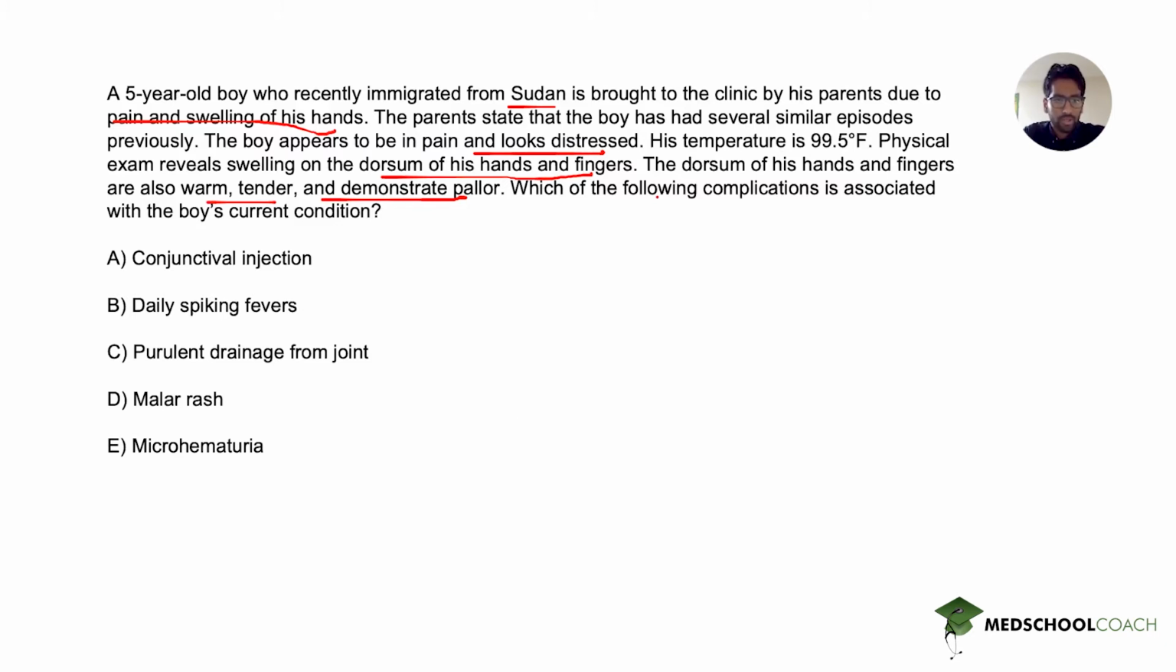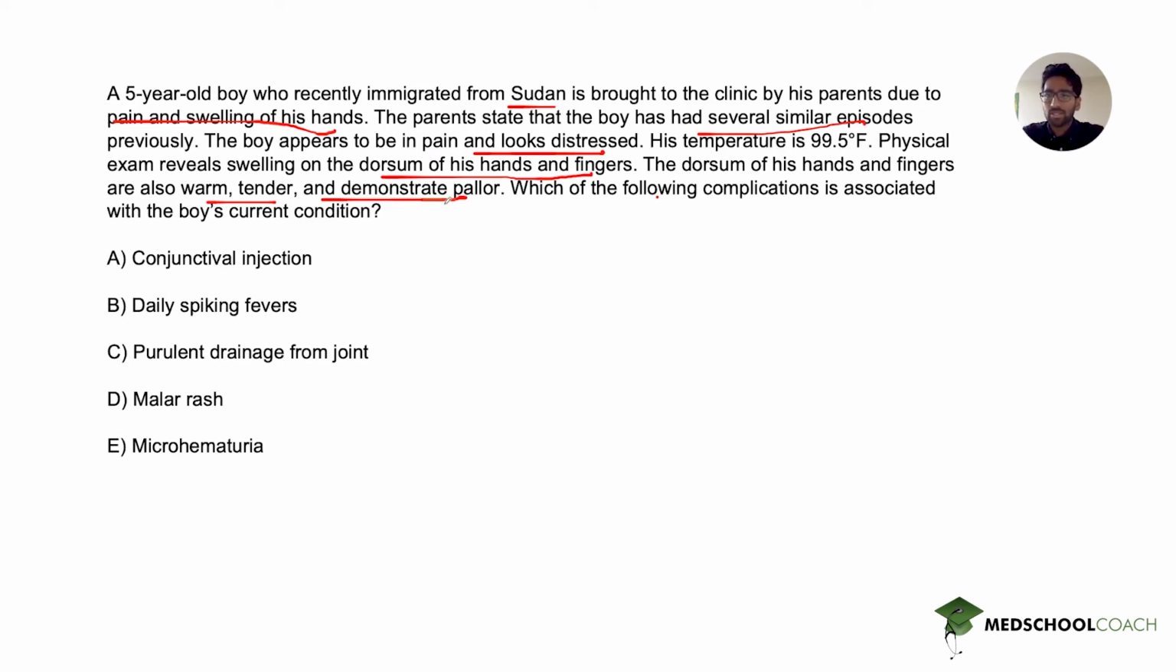So the first answer choice says conjunctival injection. This answer choice is going after the diagnosis of Kawasaki disease. Kawasaki disease commonly has swelling in the hand and foot changes, so swelling in the back of the hands or in the palms of the hands. Now, although that clue is there, some of these things throw off the diagnosis, for instance, that he's had several similar episodes of this previously, and also that his hands demonstrate pallor, and also the fact that we're missing some of the other characteristic features that we expect.